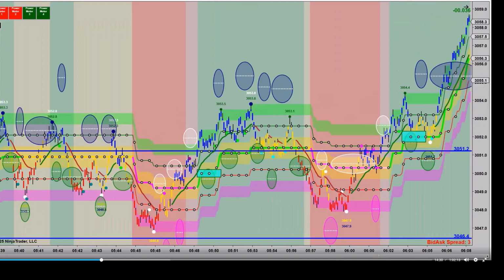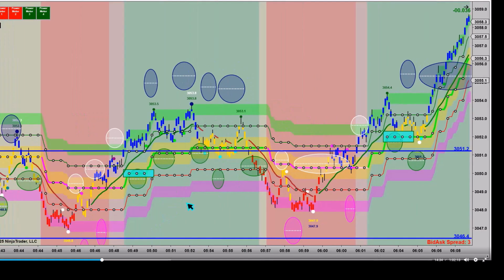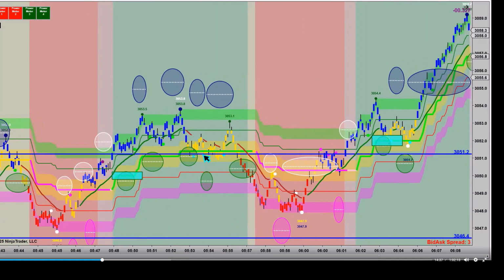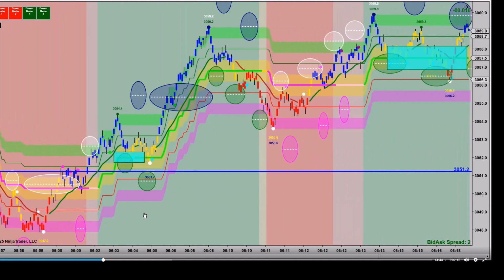There they are right there. Okay, there was no trade here. No big deal. There was a trade here. We missed that one, but let's just say we missed it. There's a trade right there. There's your first trade. There's 1. There's 2.